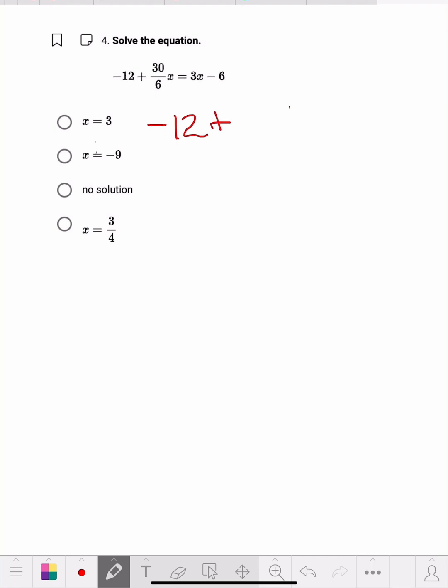5x equals 3x minus 6. Now, move the terms around. Combine like terms. What I do here, let's add 12 to both sides. Add 12 to this side, add 12. What I do to one side, I got to do to the other, so I add 12 to this side.